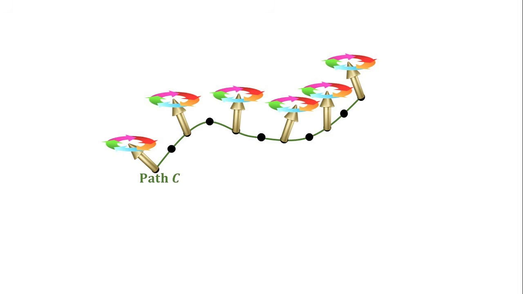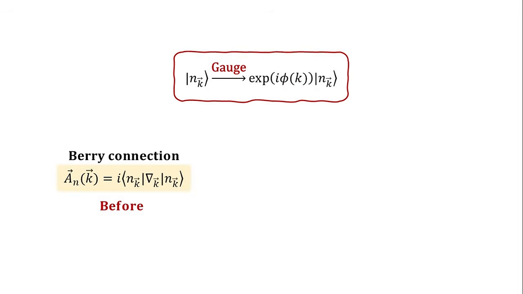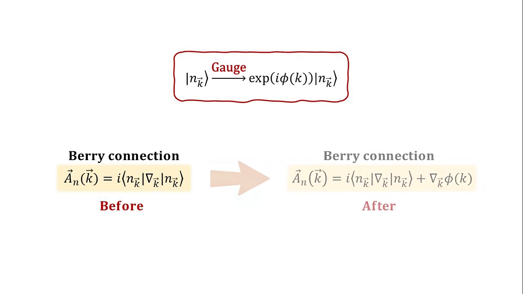This raises an important question. Are the Berry phase and Berry connection gauge invariant? Let's find out. Let n ket be an instantaneous eigenstate that depends smoothly on k. One can perform a gauge transformation of this state by multiplying it by a k-dependent phase phi, where phi is a real, smooth function of k. Now, let's state the form of the Berry connection before the gauge transformation. Under this gauge transformation, we replace the original n ket with its transformed form.